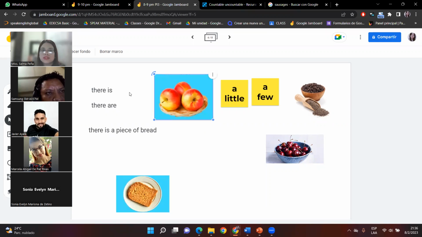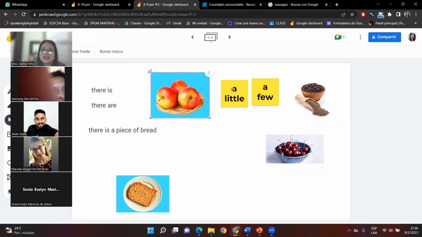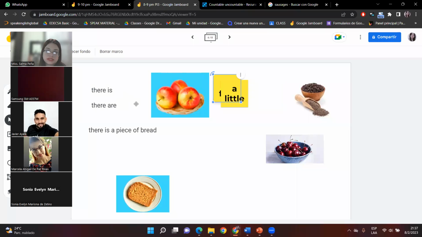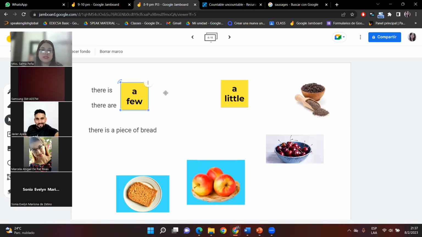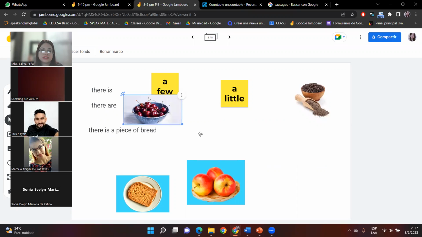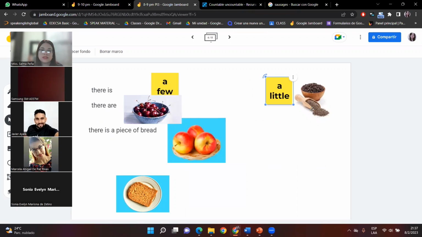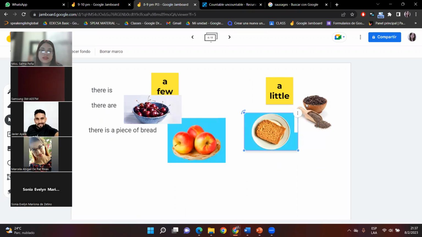Ahora, tenemos apples. Okay, volunteer. A liter or a few? There are apples. There are a few apples. Yes, because they are countable. Exactly. Countable nouns. So, a few is for countable, like cherries, apples, and a liter for uncountable, like pepper and bread.